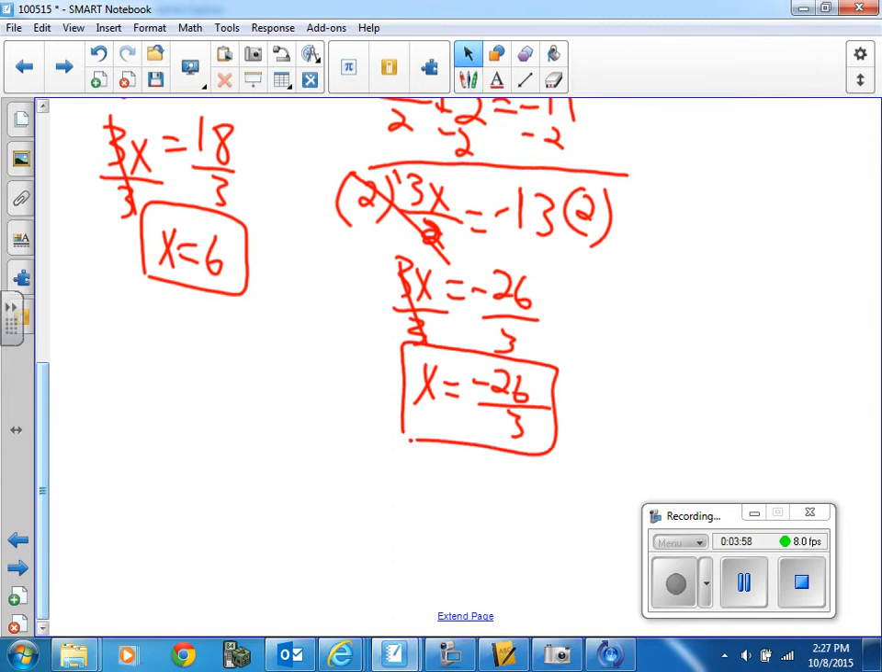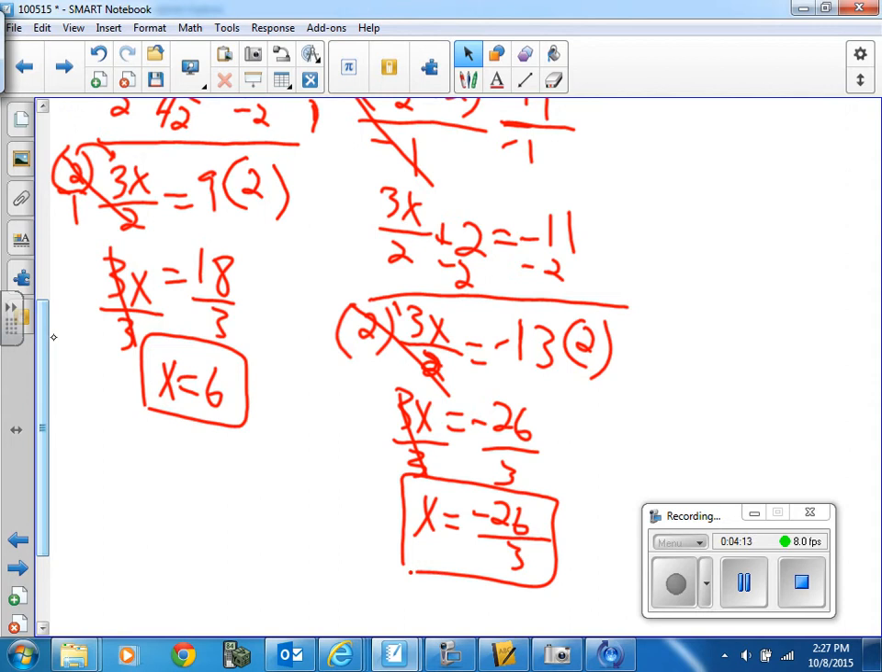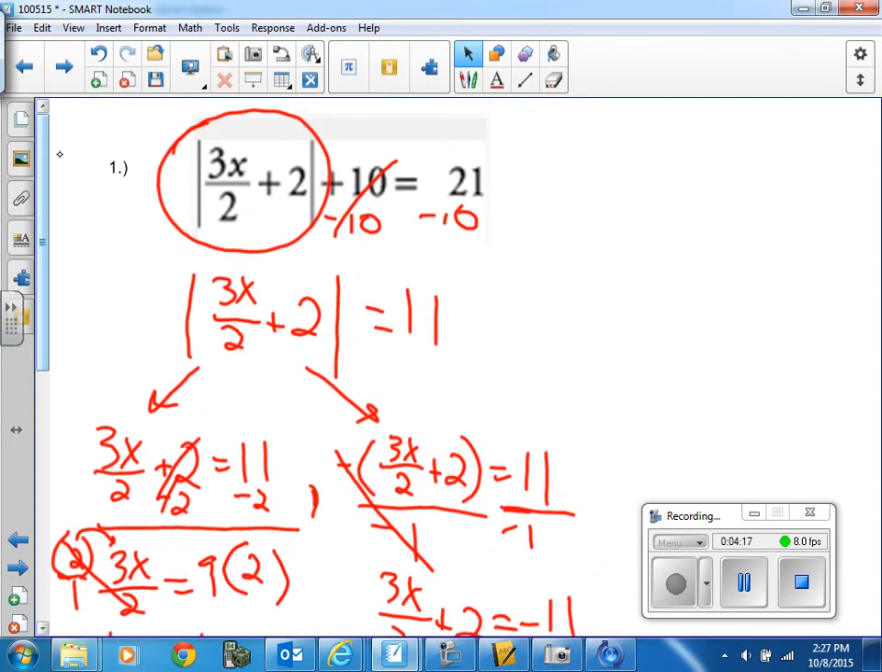And in order to do the check, you don't want to put that as a decimal, because the check won't work, especially when you have a denominator of 3. I don't want to talk too much about that, but I'm going to check this with it in fraction form. So I'm going to check both of these answers. To check them, I'm going to plug them back into my original equation.